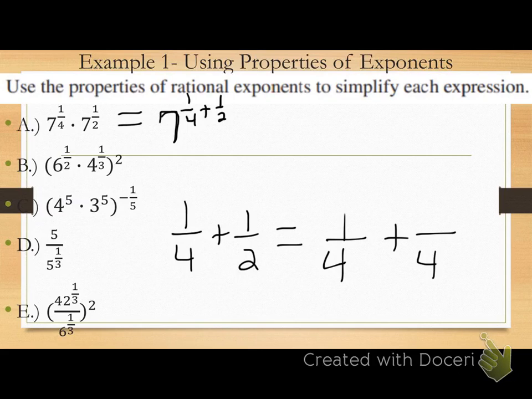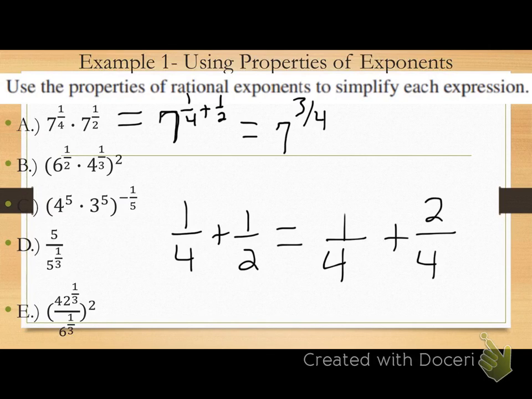How do I get the numerator of my second fraction? Multiply by 2. I multiplied my denominator by 2 to get to 4. Whatever I do to the bottom, I have to do to the top. So what's 1 times 2? 2. What's 1/4 plus 2/4? 3/4. So I get 7 to the 3/4.